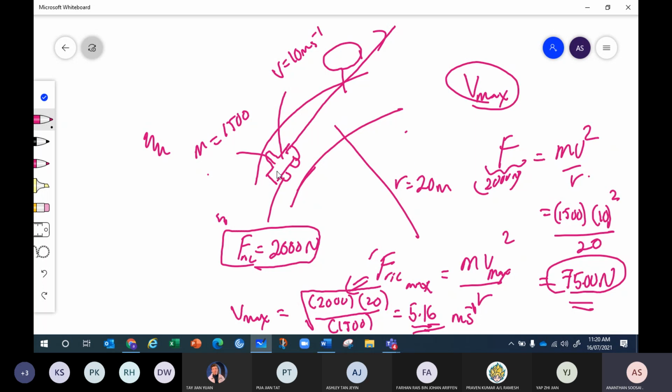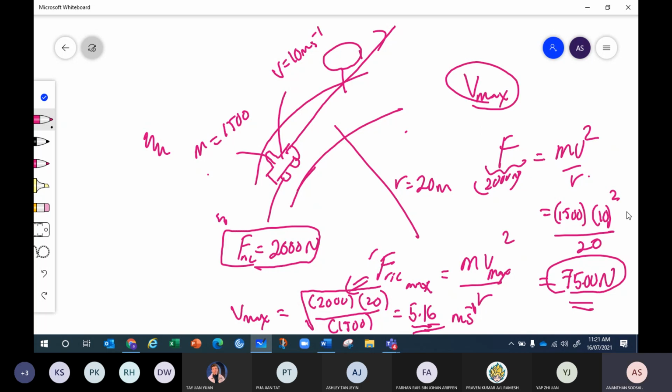This is the third system. What type of force contributes to the centripetal force in this system? The friction between the tire and the road. That's the answer. The friction between the tire and the road contributes to the centripetal force.